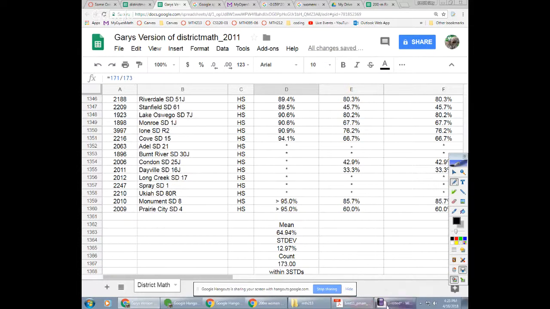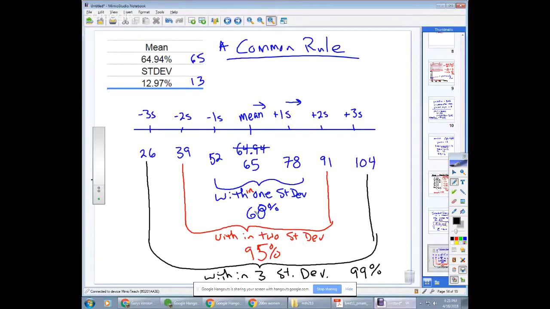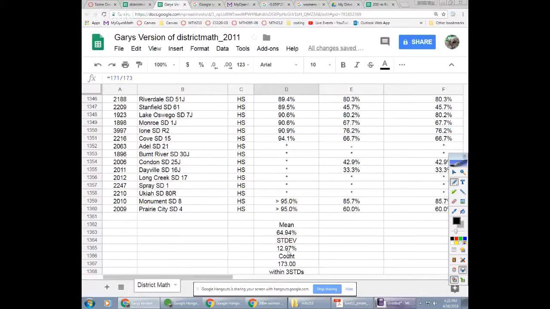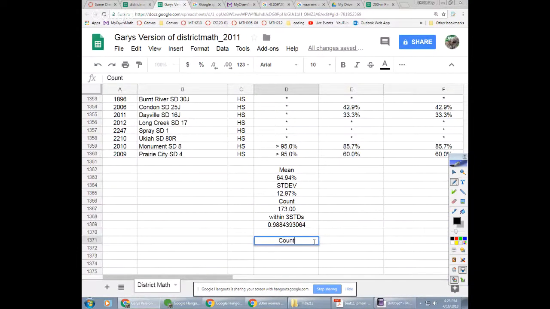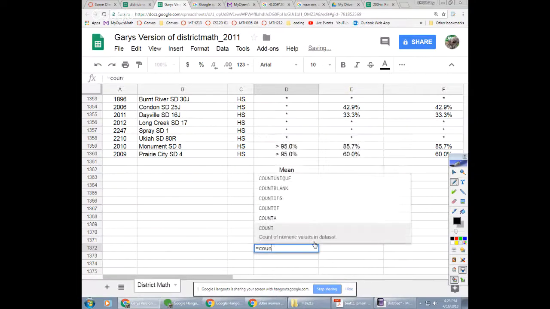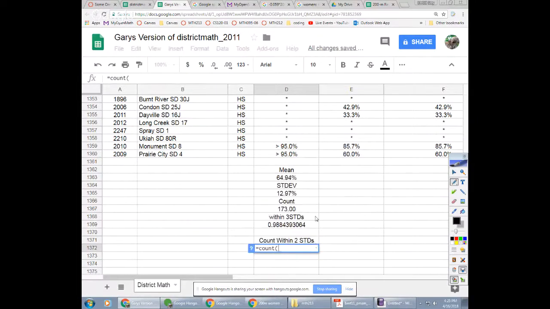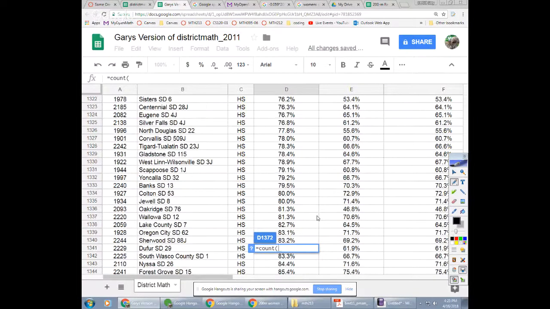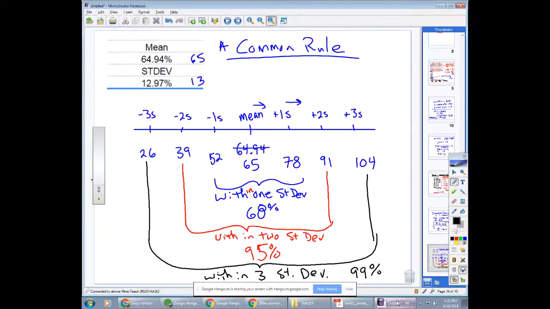If we check some of the other boundaries, like the 68% one, so how many schools had 52 or higher and 78 or lower? So I just want to look at that group of schools. So right here, I'm going to count within 2 STDs. So what were those numbers again? I forgot now. Within 1 is what I want to do, not within 2. 52 to 78. Okay, type that in.